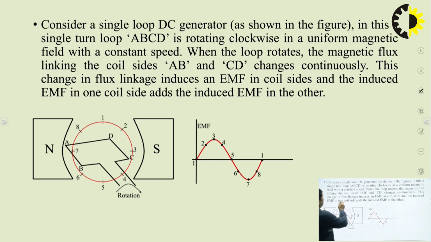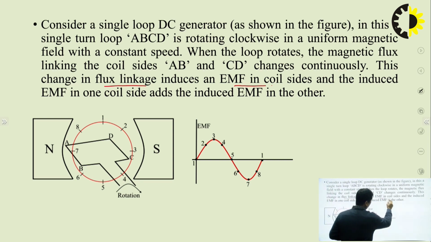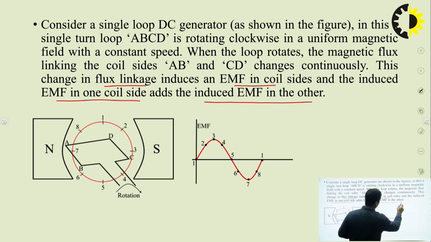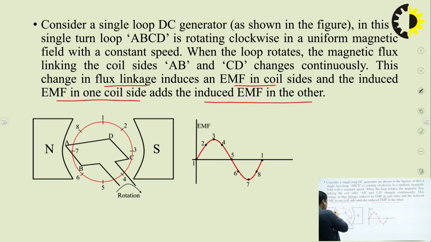So this change in the flux linkage induces the EMF in the coil, and the induced EMF in the one coil side and the induced EMF in the other. So when the coil is under the north pole, suppose the current is in this direction, and when this coil is under the south pole, the direction of current will be different. Hence the voltage direction will change like this. So this is a simple example to understand the voltage induced in the armature of the DC generator.